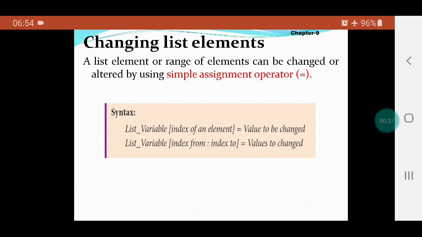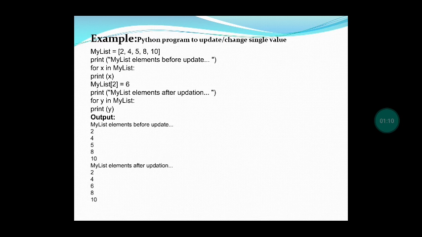To change the elements, we need a simple assignment operator, that is equal. Let us see the syntax for changing list elements. List variable of index of an element equal to the value to be changed. Otherwise, list variable of index from and index to, and finally you have to give the value if you want to change. Let us see the example.